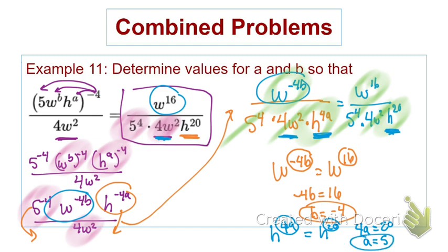So to answer my question, the values for a and b: a has to be 5 and b has to be negative 4 for these two expressions to be equal to each other.